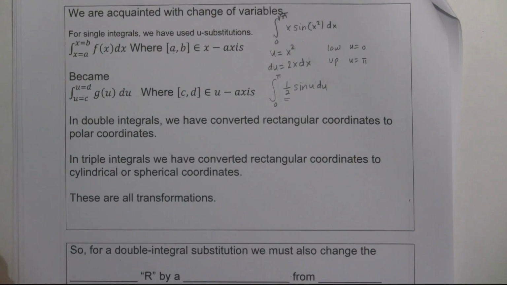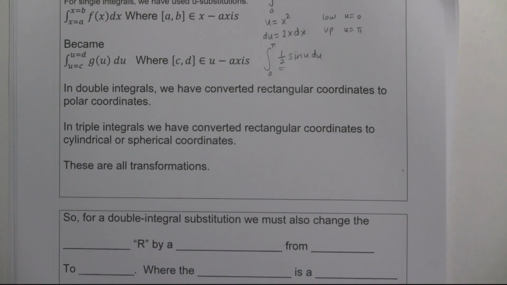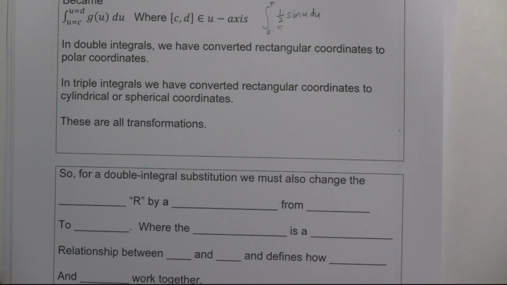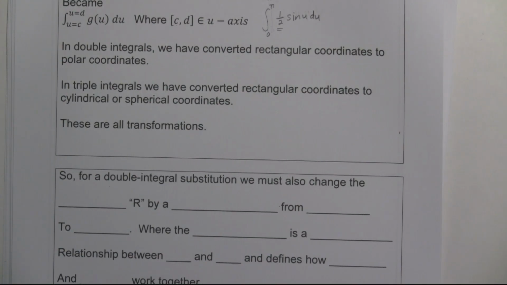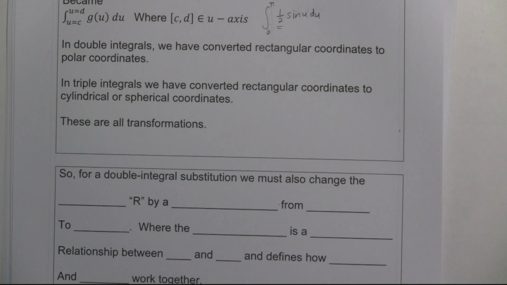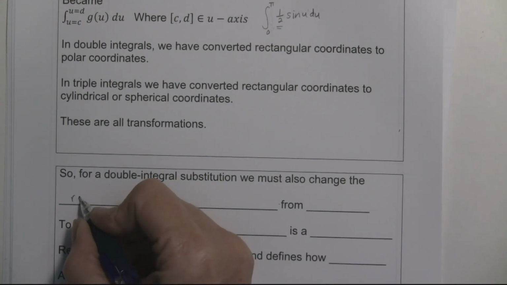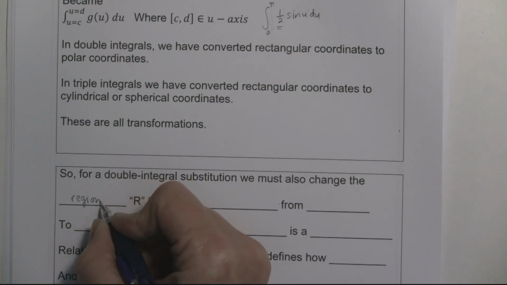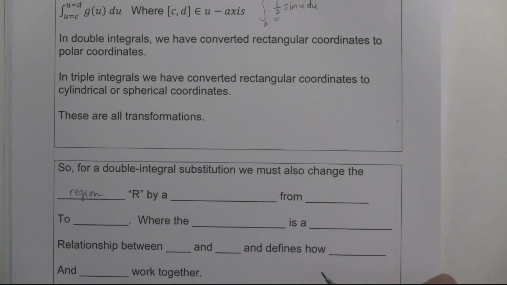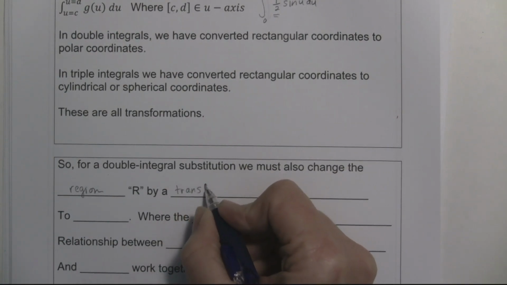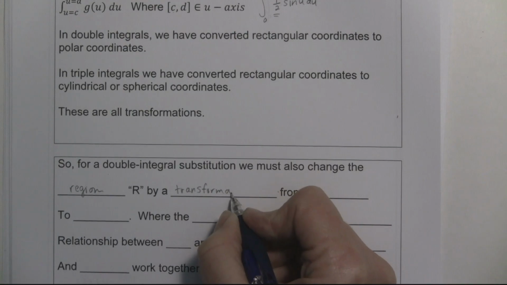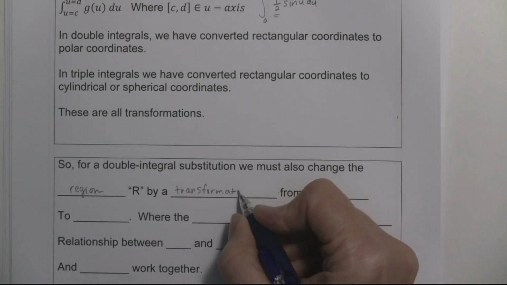And so anyway, that was kind of the story, that we were making a transformation. So for a double integral substitution, we must also change the region. So we're going to look at the region R by a transformation. I hope I can spell transformation. Well, it's kind of late at night to be spelling things like transformation, but I'm not complaining.